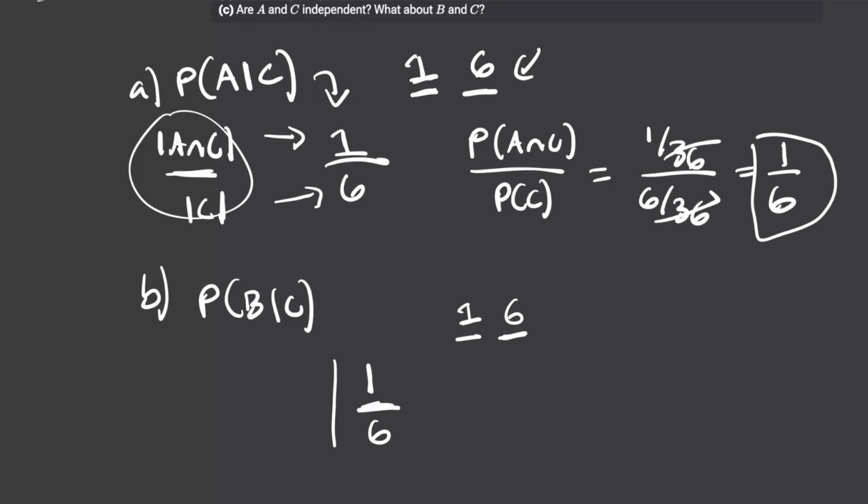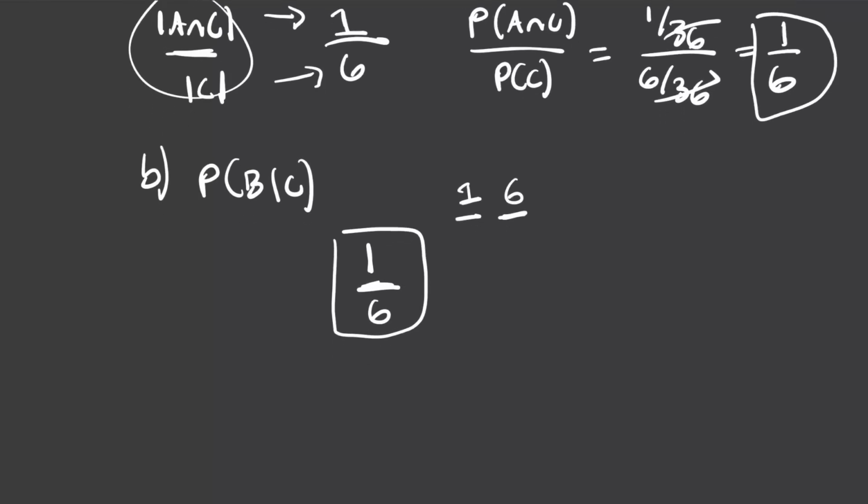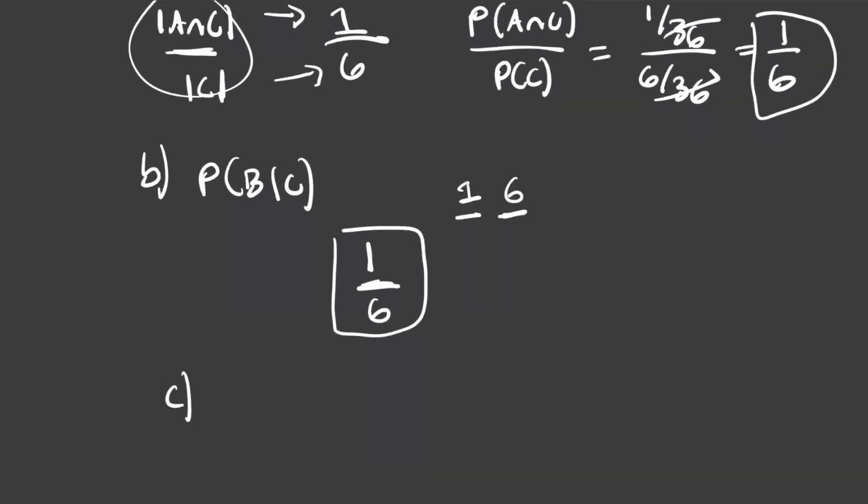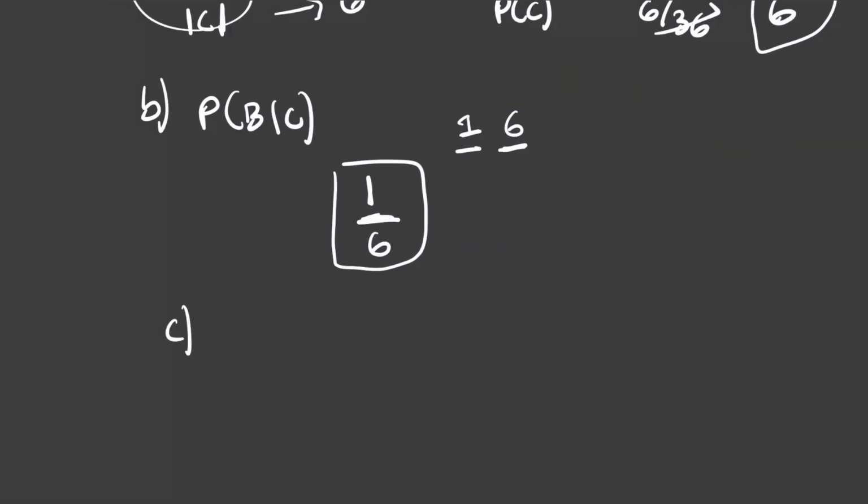Okay, so now the interesting part. Let's go to part C. Are A and C independent, and what about B and C? Well, the definition of independence is just basically that the probability of A given some event happening C is just equal to the probability of A happening itself, right? So if A and C are independent, that means that if we condition on C, the probability that A will happen is the same as if we didn't condition on C.